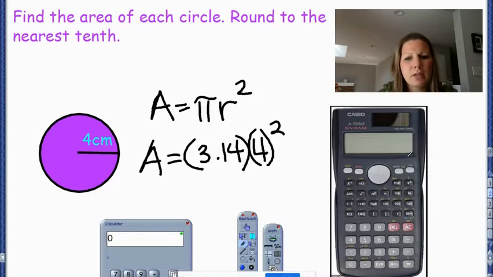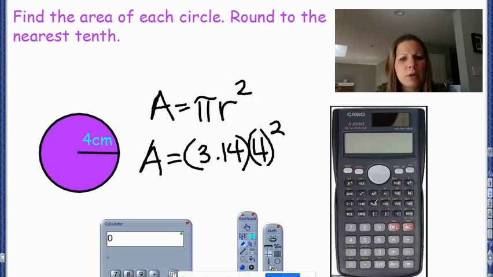So if you have a scientific calculator like this, you put it on, and you could do 3.14 times 4 to the power of 2. The squared is right here, x to the power of 2. Or you do the caret, so you would do 3.14 times 4 caret 2.